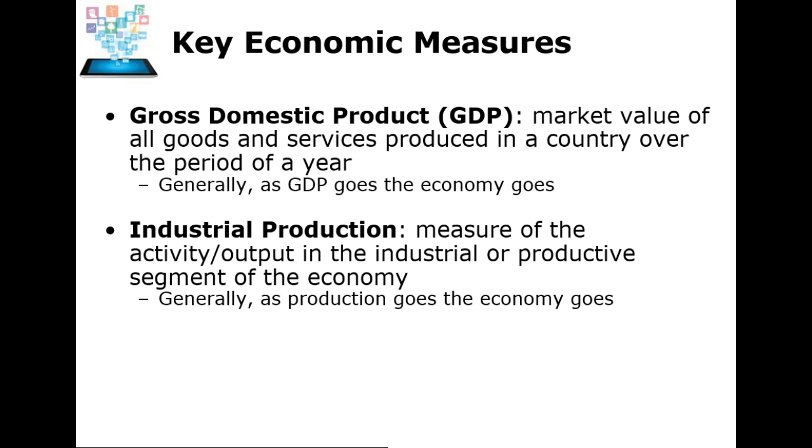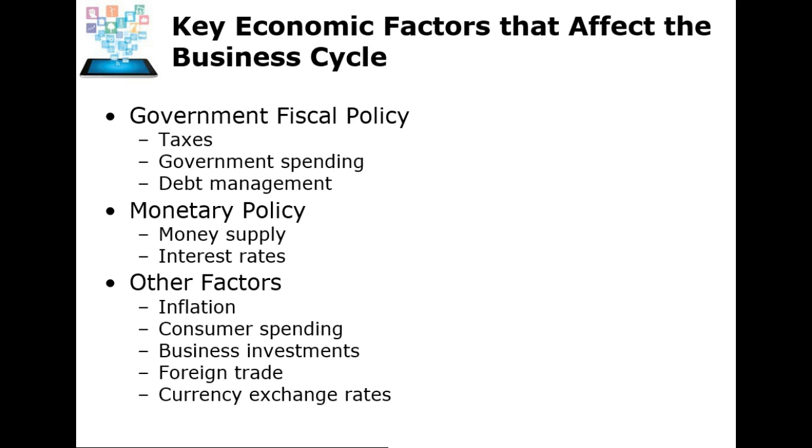Industrial production is more of a forward indicator, looking at what is industry doing? Are they ramping up to make more products? Are they increasing their activity? Because that usually means that demand is increasing, which is a good sign the economy is going up.